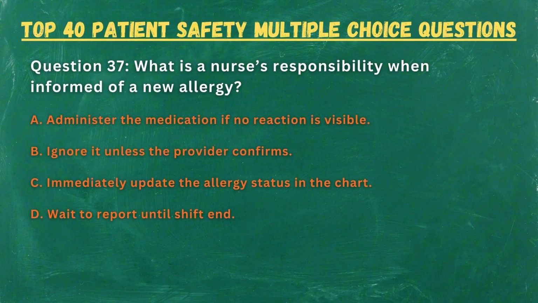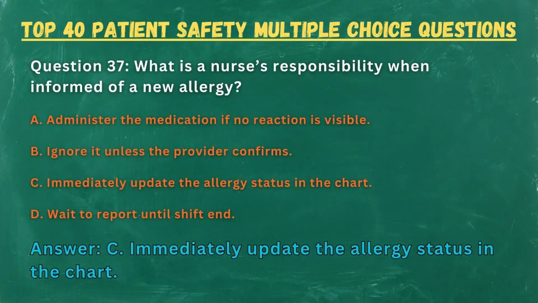Question 37. What is a nurse's responsibility when informed of a new allergy? A. Administer the medication if no reaction is visible. B. Ignore it unless the provider confirms. C. Immediately update the allergy status in the chart. D. Wait to report until shift end. Answer: C. Immediately update the allergy status in the chart.